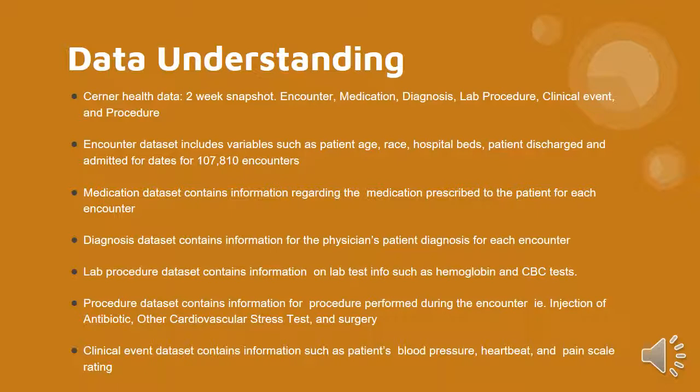The medication data set contains information regarding the medication prescribed to the patient for each encounter. The diagnosis data set contains information for the physician's patient diagnosis for each encounter. The lab procedure data set contains information on lab tests, information such as hemoglobin and CBC tests. The procedure data set contains information for procedures performed during the encounter, such as antibiotic injections, cardiovascular stress tests, and surgeries performed. Finally, the clinical event data set contains information such as patient's blood pressure, heartbeat, and pain scale rating.